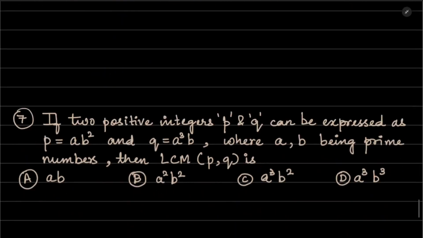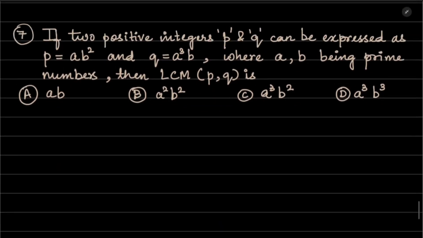Let's move on to the next question, seventh one. So if two positive integers p and q can be expressed as p equal to a b square and q equal to a cube b, where a and b are prime numbers, then the LCM of p and q. So let's write what is given. So p is equal to a b square, q is equal to a cube b.